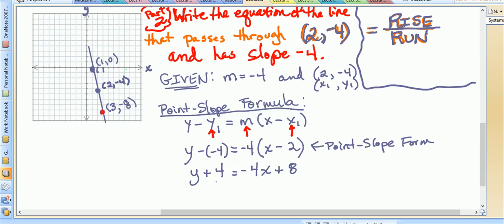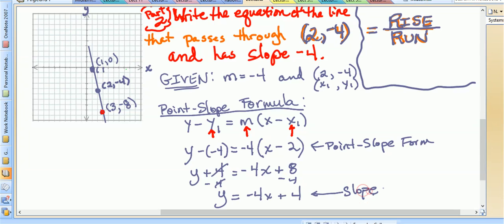Okay, let's go for that. So what you're doing to get slope intercept form out of this would be solve for y and get y by itself, right? So let's subtract 4 from both sides. That's simple. So we'll have what? Y is equal to -4x plus 4. So what we have here is slope intercept form.